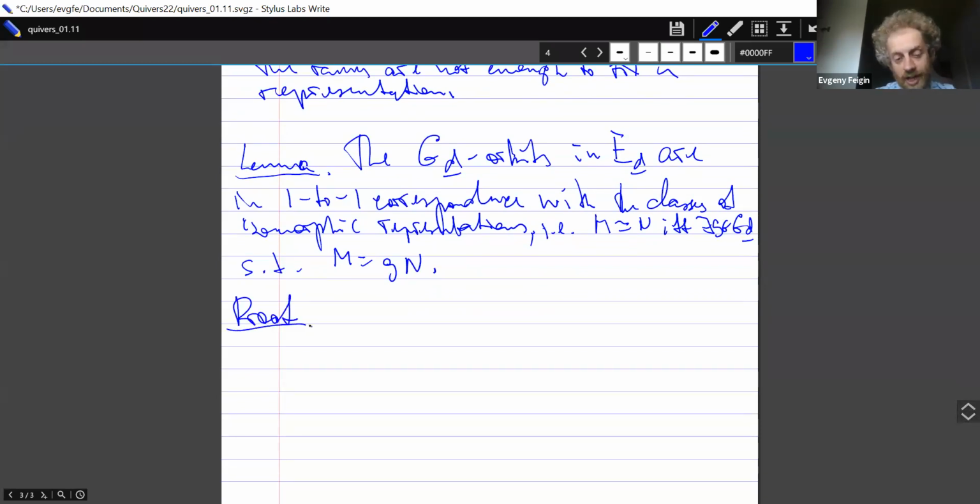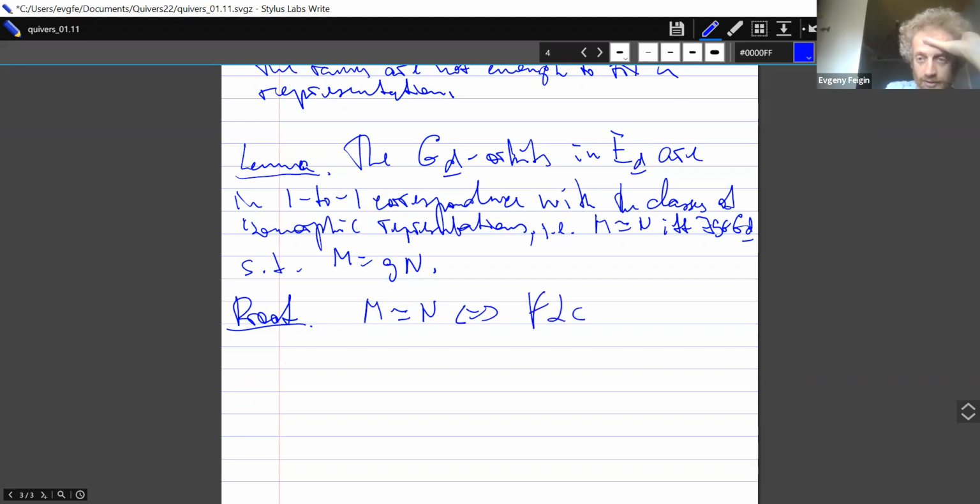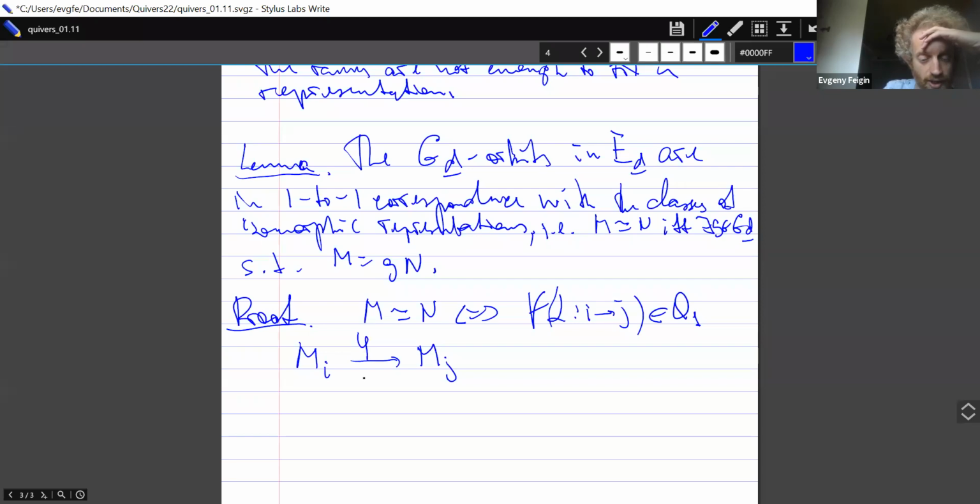So the proof is rather naive. M is isomorphic to N is equivalent to the existence of the following diagram for each alpha from I to J in Q1. So we have the following diagram: M_I to M_J via phi_alpha^M, and N_I to N_J via phi_alpha^N. So we need an isomorphism here.